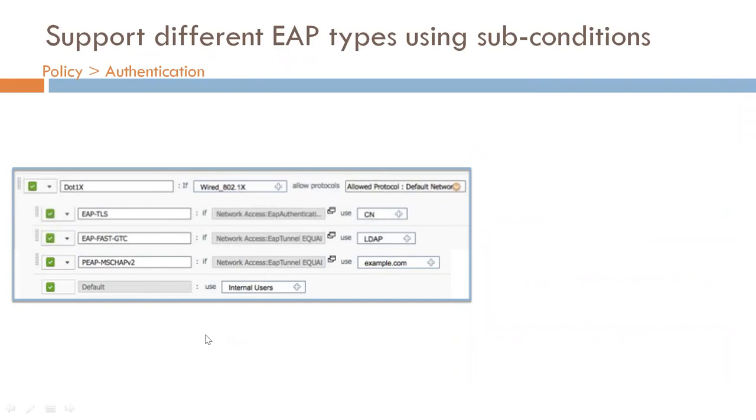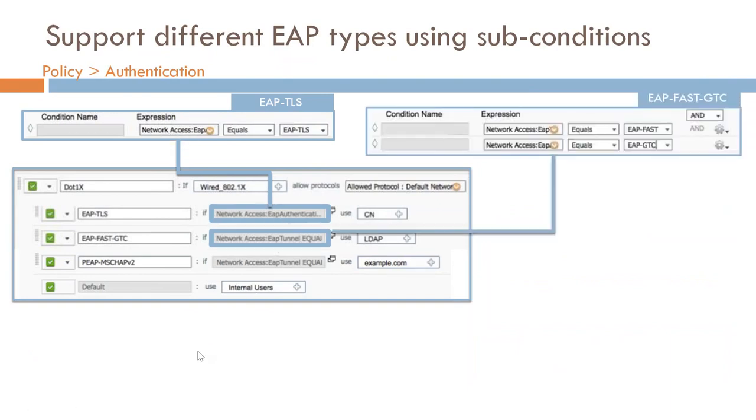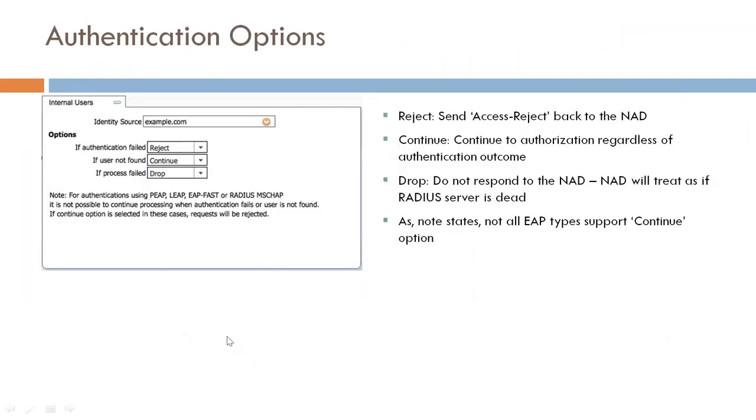Now here again, one example for authentication policy where we have the network access here. So you can see the network access is EAP TLS. Again, the second condition for EAP FAST GTC. Here you can see the network access EAP, again I'm using EAP FAST and EAP GTC. Again, you can see one more policy for PEAP MS-CHAP version 2.